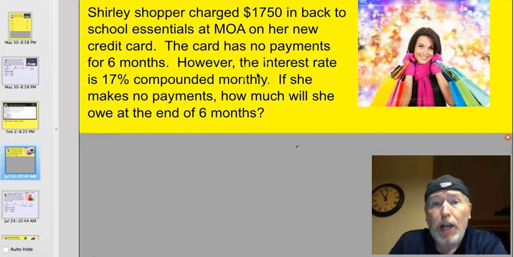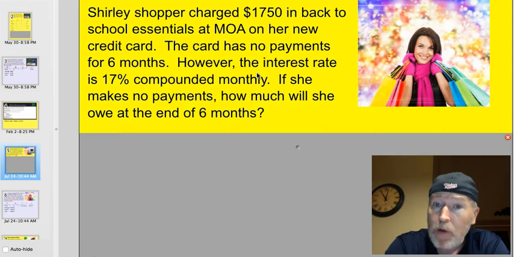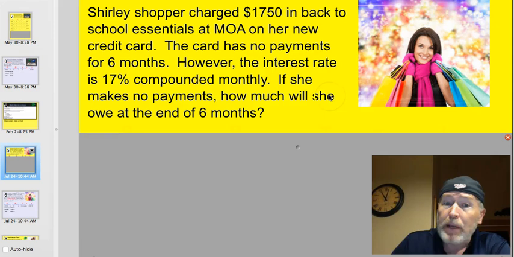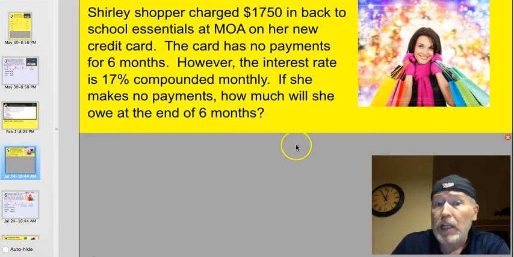All right, Shirley the shopper charged $1,750 in back-to-school essentials at Mall of America on her new credit card. Now, the credit card has no payments for 6 months. However, the interest rate is 17% compounded monthly. If she makes no payments, how much will she owe at the end of the 6 months?